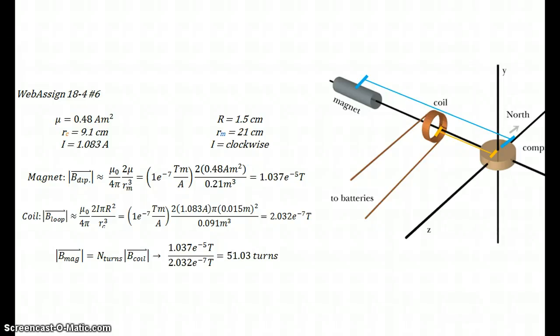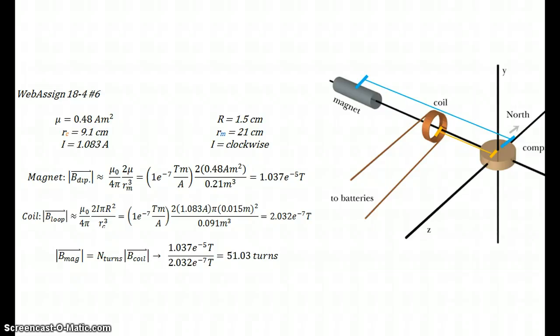Because the compass is not affected by the magnet and the coil, I know that the magnitude of the magnetic field for each of these objects must be equal, and the direction must be opposite, which also means that the net magnetic field at the location of the compass equals the magnetic field of the Earth.